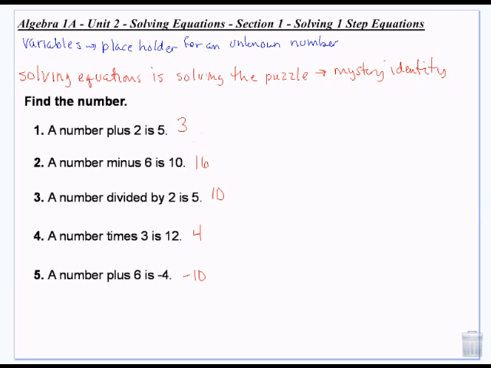This sentence here is actually x plus 2 equals 5. This sentence would actually be x minus 6 equals 10. Here, x divided by 2 equals 5. 3 times x equals 12. x plus 6 equals negative 4. Okay? So you were able to rationally, in your head, come up with these numbers. You can do the same thing with a single-step equation.